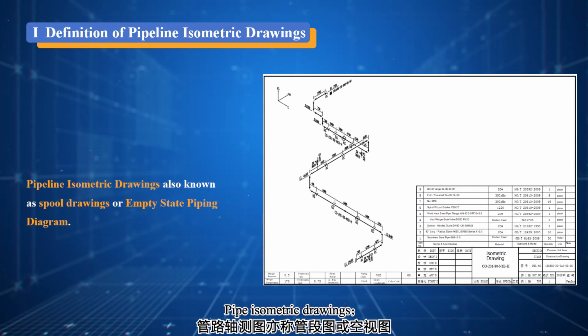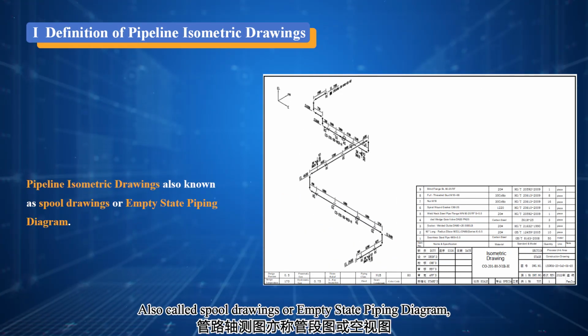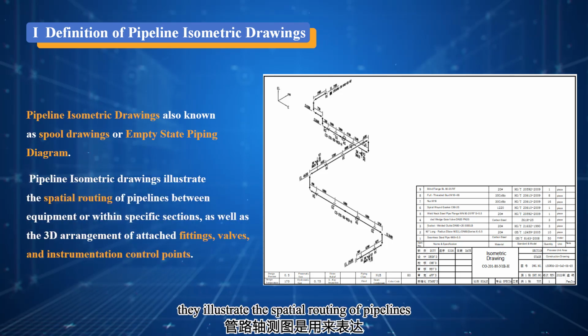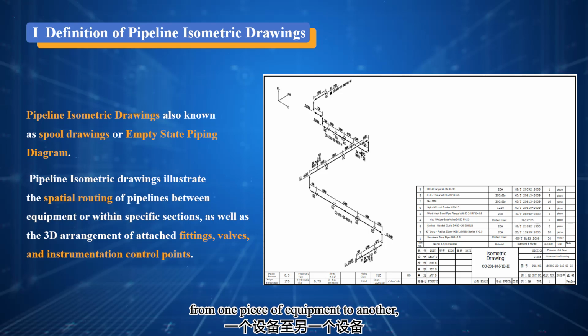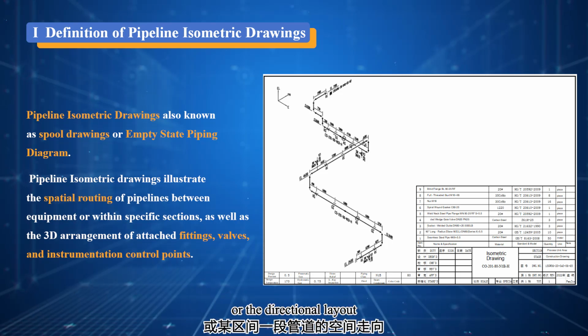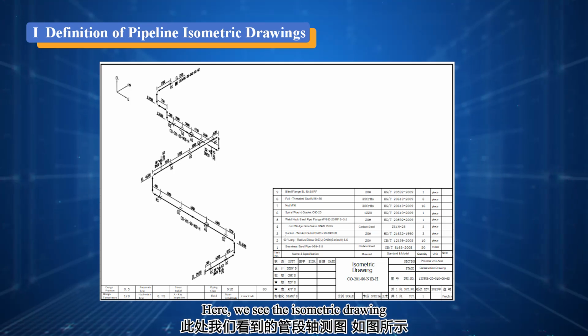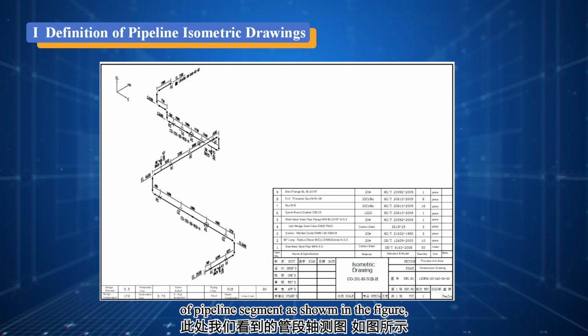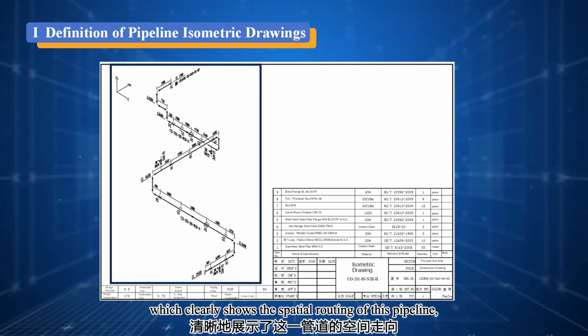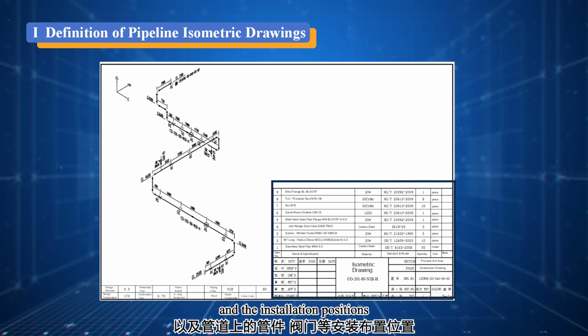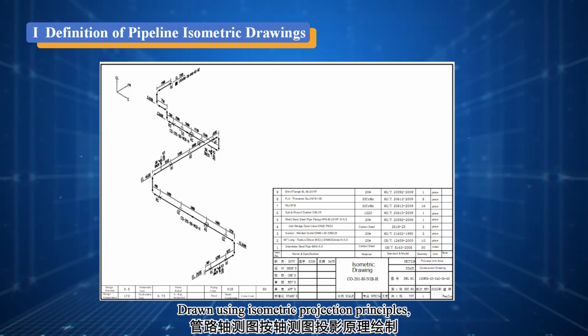Pipe isometric drawings, also called spool drawings or empty state piping diagrams, illustrate the spatial routing of pipelines from one piece of equipment to another, or the directional layout of a pipeline section within a specific area, along with a 3D arrangement of attached fittings, valves, and instrumentation. Here we see the isometric drawing of a pipeline segment as shown in the figure, which clearly shows the spatial routing of this pipeline and the installation positions of its fittings and valves, drawn using isometric projection principles.